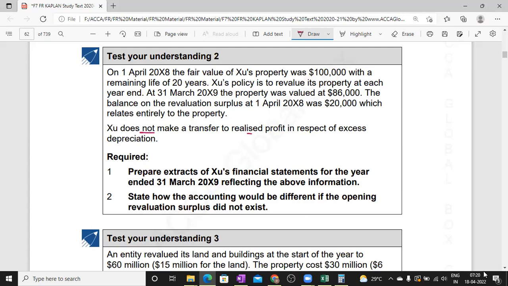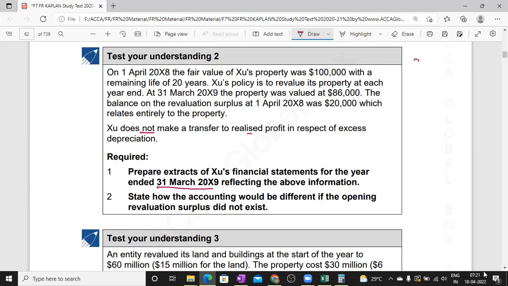Prepare the extract of X's financial statements for the year ended 31st March 20X9 reflecting the above. Show how the accounting would differ if the opening revaluation surplus does not exist. So for which year do we need to prepare? For the year ended 31st March 20X9.